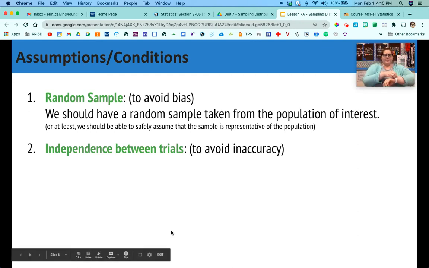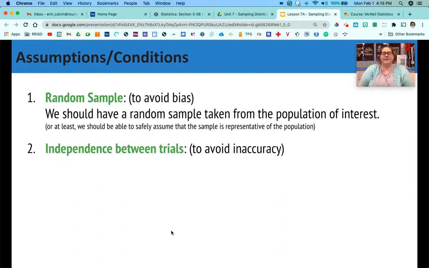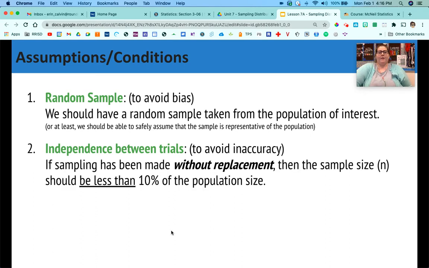The second thing that has to be true that we're assuming is that we have independence between trials. So either the situation is completely independent, like flipping a coin or rolling a die, where the probability of something happening absolutely doesn't change. Or if we are sampling without replacement, like picking something from a large group, which is usually what we're doing when we're taking a random sample, we have to make sure that the whole 10% rule passes.